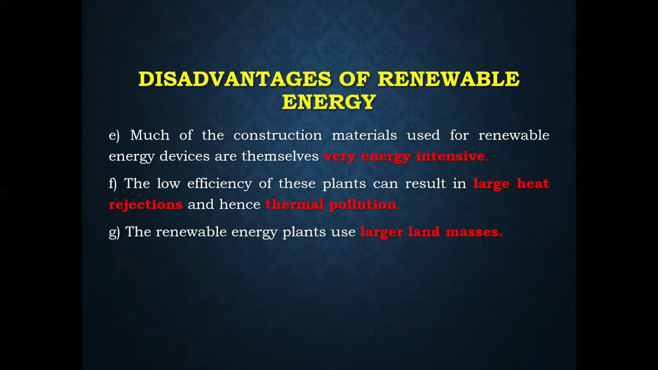And much of the construction materials are themselves very energy intensive. That means apart from biogas plants, if you take solar panels, they require a lot of cost. That means the material itself, the design itself is very complicated to manufacture that particular solar cell. Okay. The low efficiency can result in large heat rejection. Sometimes it leads to thermal pollution.